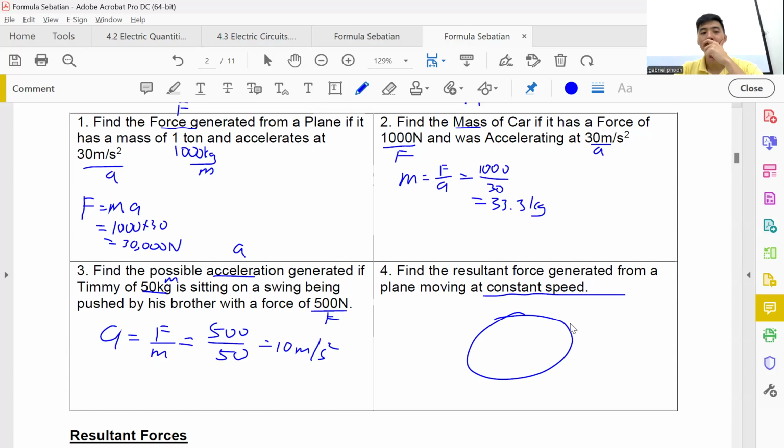Zero by 1, wrong. This is your force, right? What? Say that again? 500 divided by 50, how can it be 0 by 1? It's a bigger number over a smaller number, isn't it?